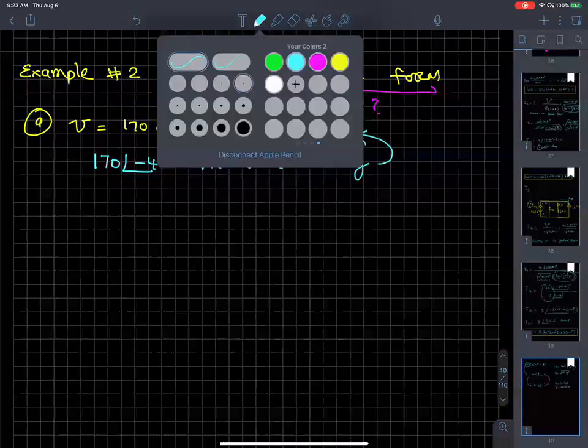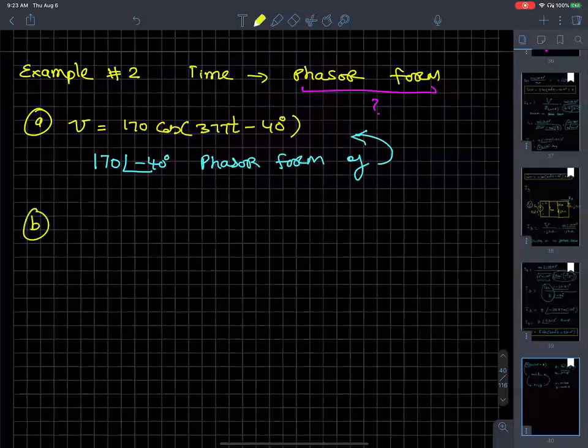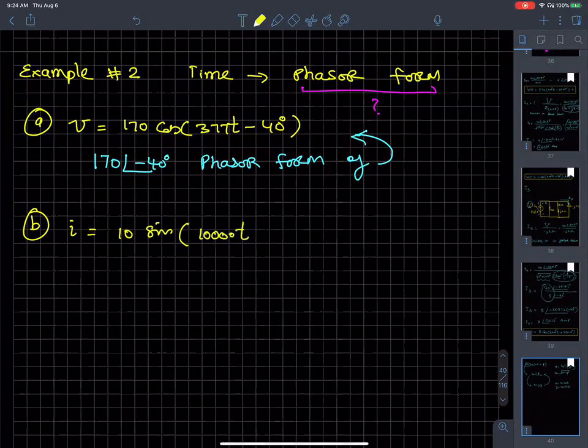Let's look at another example. Let's do some quick examples here. B, current is given to be 10 sine 10,000 t plus 20 degrees. And we are expected to find the phasor form of this.